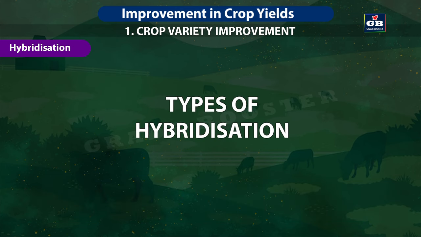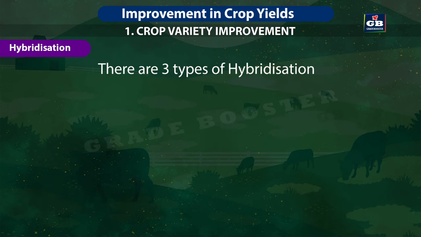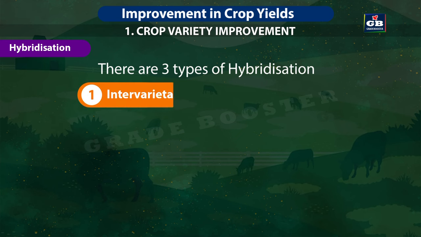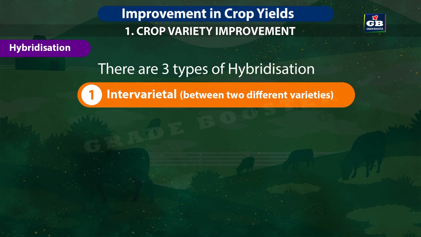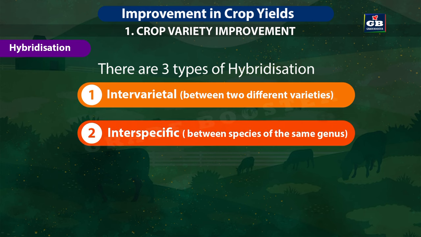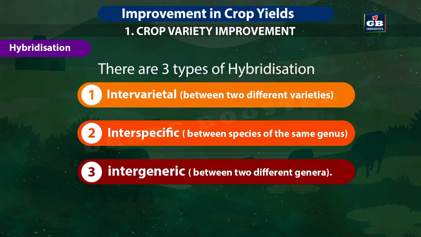Types of hybridization. There are three types of hybridization. 1. Intervarietal, meaning crossing between two different varieties. 2. Interspecific. This means crossing between two different species of the same genus. 3. Intergeneric. This is crossing between two different genera.